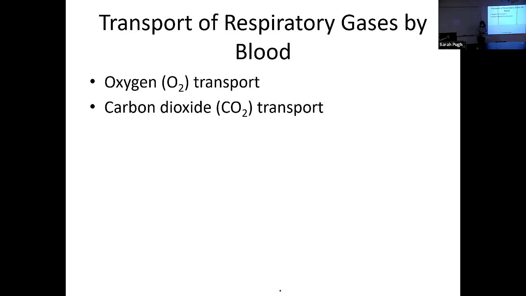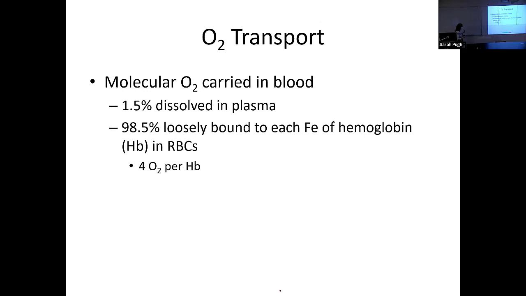So we'll talk about oxygen and CO2 transport. They are very different from each other. Oxygen is super easy. Oxygen's carried in your blood. Only 1.5% of oxygen is dissolved in blood plasma, so practically none. The other 98.5% of oxygen is bound to the iron and hemoglobin of your red blood cells. Now remember, one hemoglobin has 4 iron atoms. That means that it can carry 4 oxygen molecules per hemoglobin.